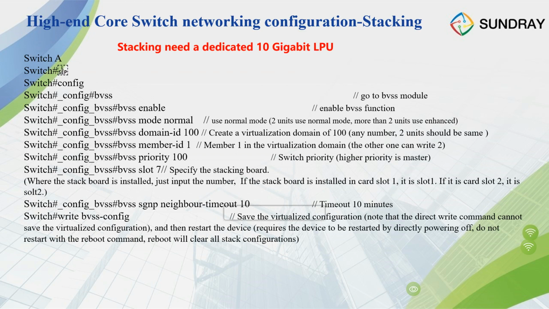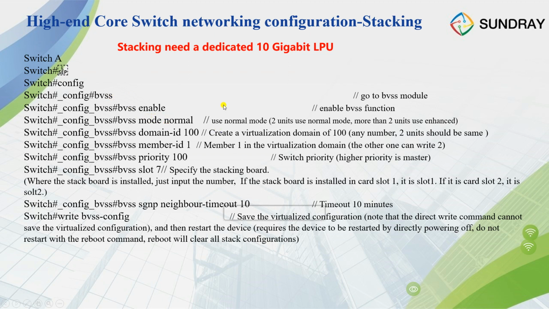Let's see the stacking. The first thing to know is that for the Sundray high-end core switch, if you want to do the stacking, you need to have a dedicated 10 gigabit LPU, line process unit. We also call it the service card. This card will be dedicated for the stacking. For the configuration, you go to the configuration mode, go to this BSS module, enable the BSS function, and then you choose a mode.